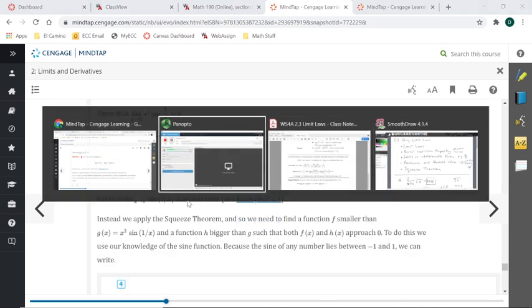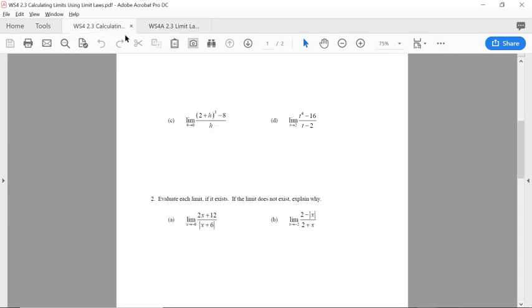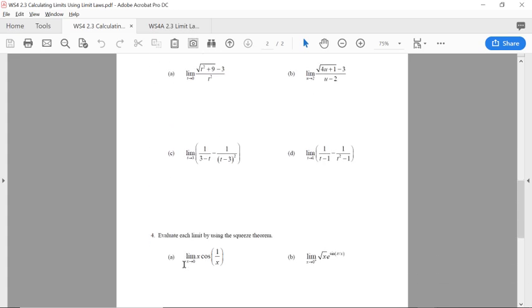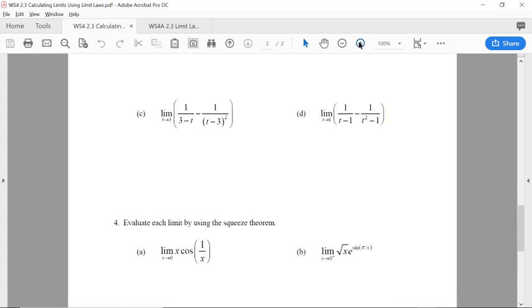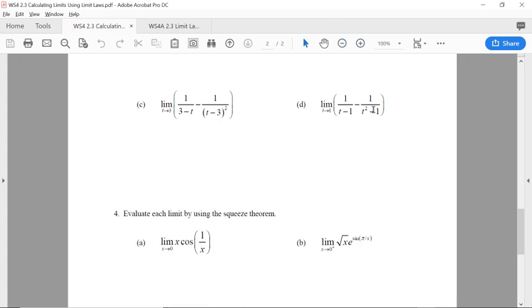So squeeze theorem shows up every so often. You don't know necessarily when it's going to show up. It's just, techniques sort of fall apart sometimes, and you need something else. So you try something and see if it works, and if it doesn't work, it doesn't work.